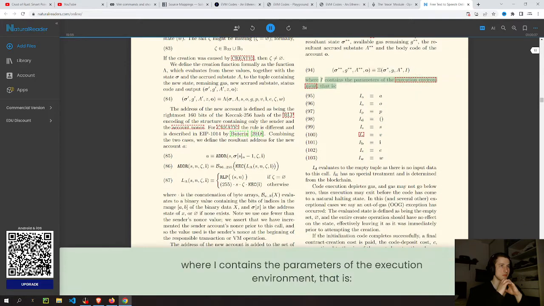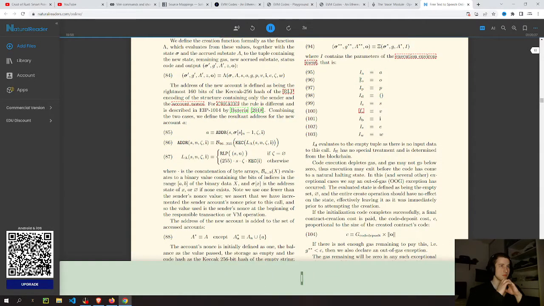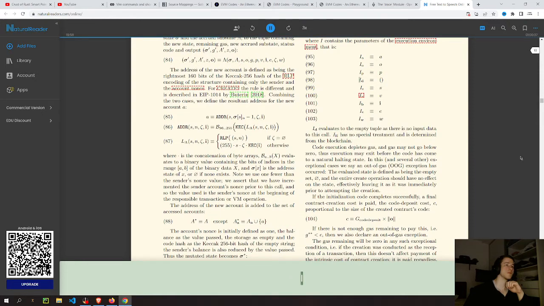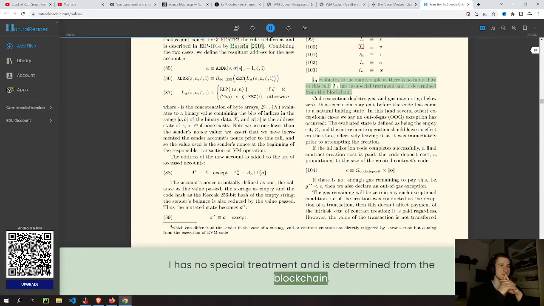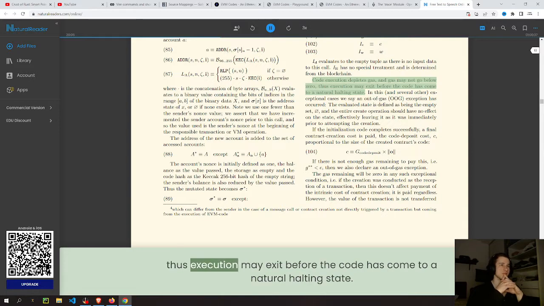Psi, where I contains the parameters of the execution environment, that is I sub A, I sub O, I sub P. I sub D evaluates to the empty tuple as there is no input data to this call. I sub H has no special treatment and is determined from the blockchain. Code execution depletes gas, and gas may not go below 0, thus execution may exit before the code has come to a natural halting state.